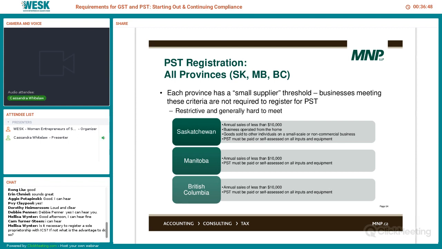Each province does have a small supplier threshold, but they're pretty restrictive and hard to meet. So in each of the 3 provinces, if you have annual sales of less than $10,000, you may meet this threshold. Saskatchewan's requirements are a little bit tighter. Not only do you have to have sales of less than $10,000, you also have to operate your business from the home, and the goods or services must be sold to other individuals on a small scale or non-commercial basis. So it's pretty hard to meet these requirements. If you do meet these requirements and don't have to register for PST, just note that you must pay PST or self-assess PST on all inputs that you've consumed in the province.